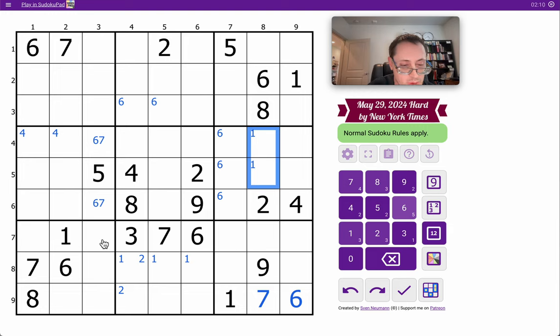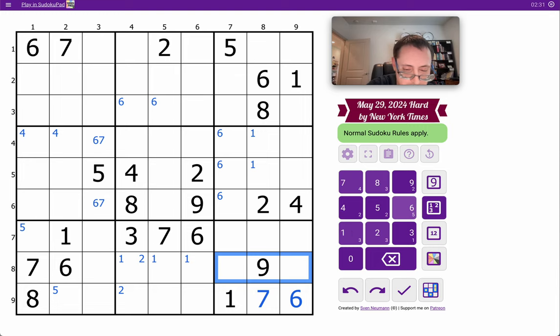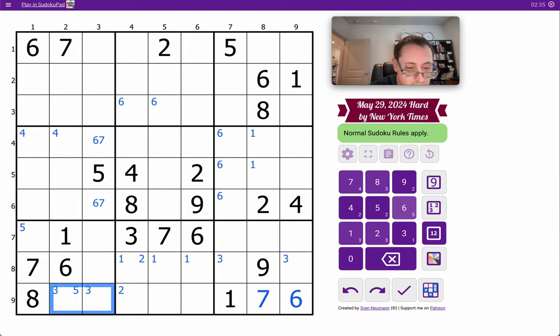Okay, so what other things can I place easily? I need to place a 5 in box 7, but they can't go there because of this 5 in column 3, so 5 is in one of those two spots. Okay, 3 can't be here, based on this, so 3 in box 9 is in one of those two spots. That puts it in one of these two.